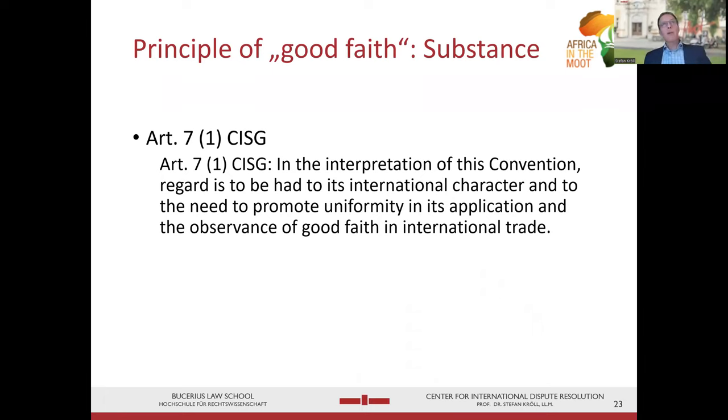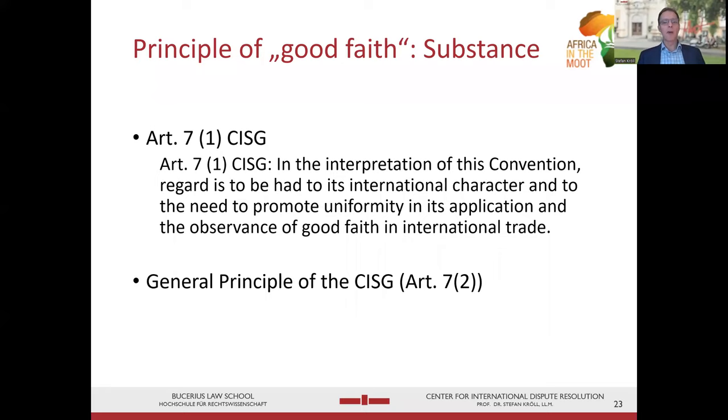And here, in principle, the role is just in interpreting the CISG. But when you look at the jurisprudence of the CISG, it has evolved into a principle governing largely behavior of the parties, and where you very often have substantive provisions or substantive obligations following from the principle of good faith. So it has now become a general principle of the CISG in the sense of Article 7.2.